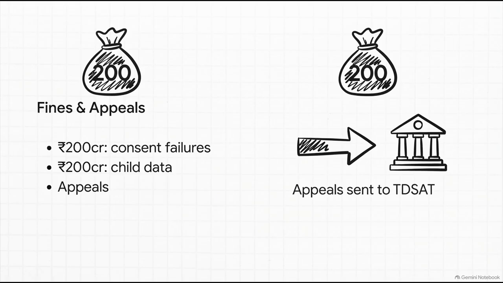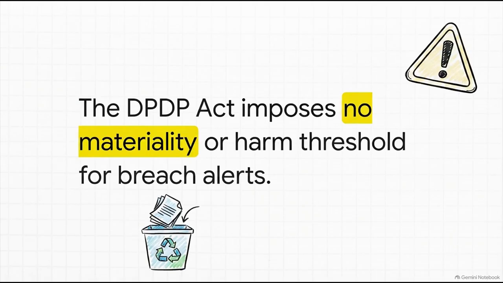Beyond the 250 crore for security failures, these fiduciaries face up to 200 crore rupees for consent violations, for failing to notify the board of a breach, or for mishandling children's data. Now, knowing there would be inevitable pushback against these massive fines, the government made a highly strategic choice. They decided not to create a brand new tribunal for appeals. Instead, any appeals coming from the Data Protection Board are routed directly to the existing Telecom Dispute Settlement and Appellate Tribunal, or TDSAT. This matters immensely. Why? Because it means these appeals go straight to a tribunal that's already deeply experienced in handling massive corporate telecom disputes, rather than a brand new, totally untested judicial body that might take years just to figure out its own administrative paperwork.